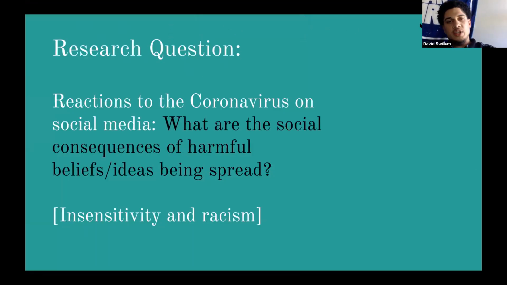Basically, our research question was what we wanted to look at as a group was the different reactions to the coronavirus on social media, particularly the Twitter platform, because that's what NodeXL allowed us to do with that platform. And what we wanted to look at inside of that was what were the social consequences of the harmful beliefs and ideas being spread. Through seeing that, what we saw was a lot of insensitivity and racism and a lot of comments on Twitter, when we used our specific search terms and pulled those analytics from NodeXL.